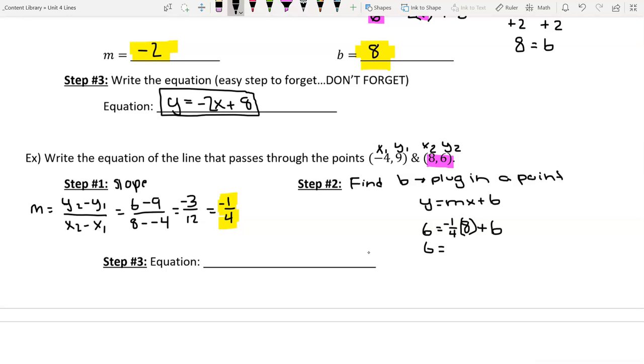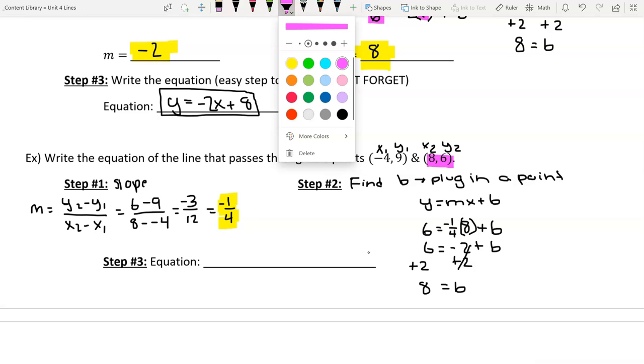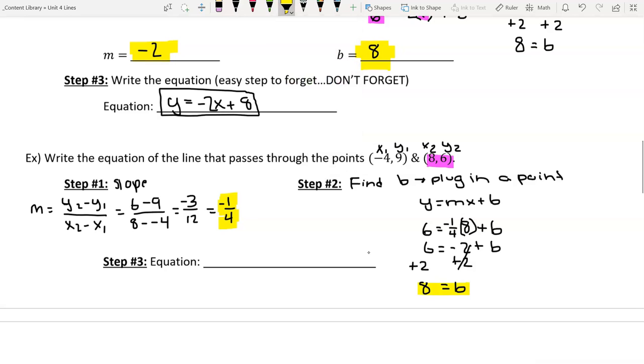So do some math. 6 equals -1/4 times 8, which is -2, plus B, and solve for B. So adding 2 on both sides, B, this is weird, but B ends up being 8 again. Highlight, save for later, because now I found both of my pieces that I need for my equation. The whole point of the equation is to find M and find B. So Y equals, M is -1/4, X plus B, which I just found to be 8.